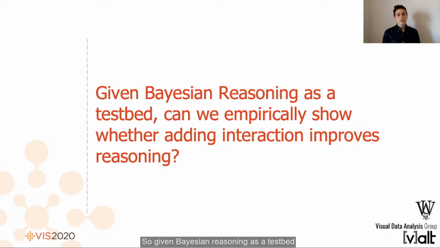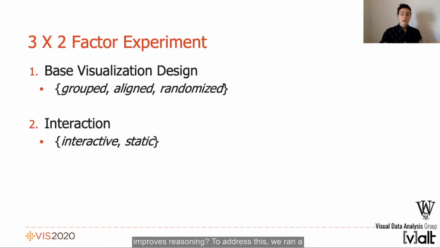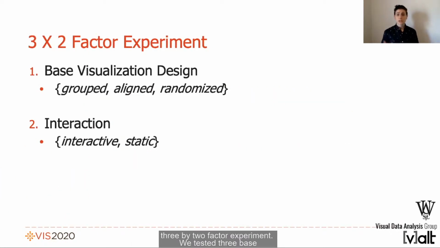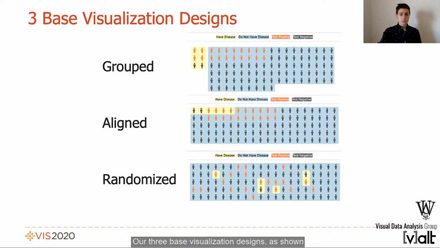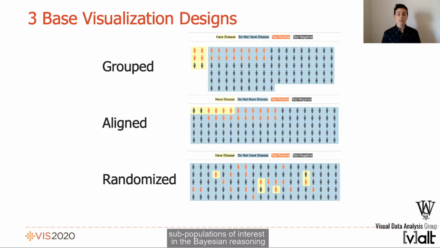So, given Bayesian reasoning as a testbed, can we empirically show whether adding interaction improves reasoning? To address this, we ran a 3x2 factor experiment. We tested 3 base visualization designs, and for each of these we tested them in an interactive and static setting. Our 3 base visualization designs, as shown here, range in the amount of spatial and alignment groupings they make to help communicate subpopulations of interest in the Bayesian reasoning problem.